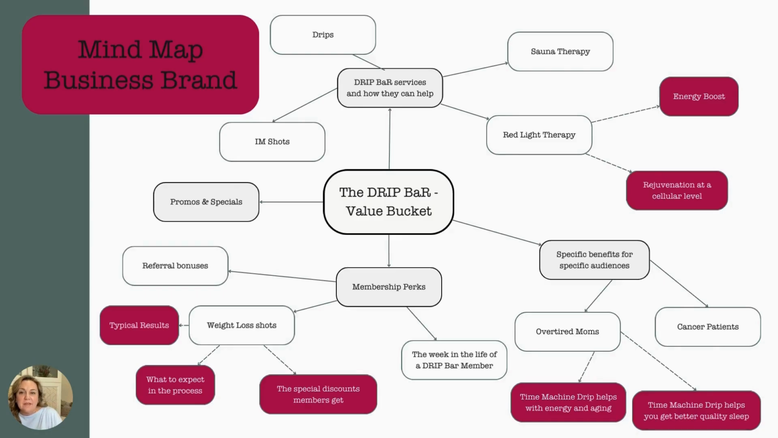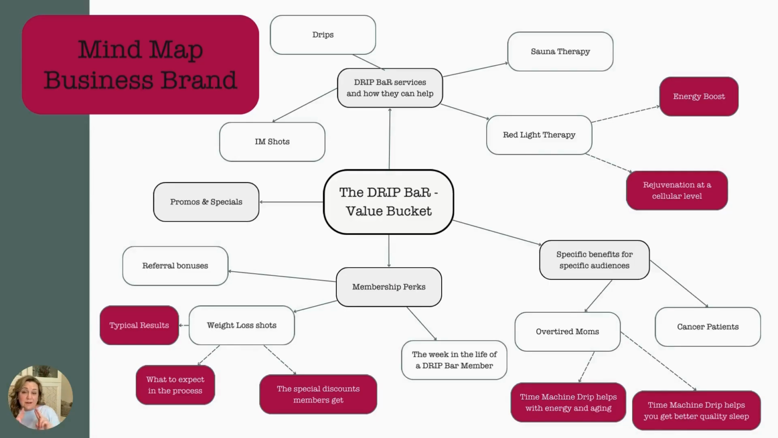So one of the primary legs of this is specific benefits for specific audiences. So I wanted to share how we target overtired moms. We also help cancer patients. There's plenty more. This is just an example. But let's say I get to overtired moms. Well, we could talk very specifically about the time machine drips and how it helps with energy and aging. The time machine drips helps you get better quality sleep.